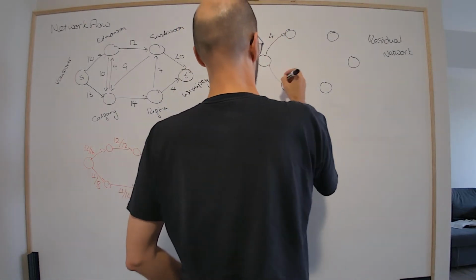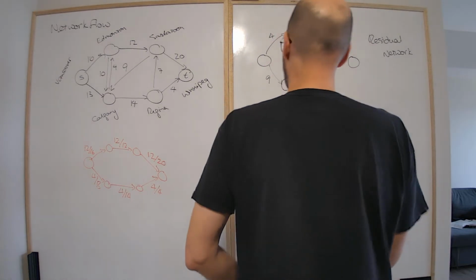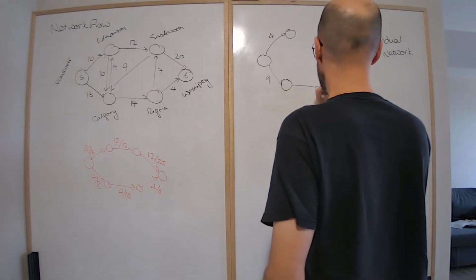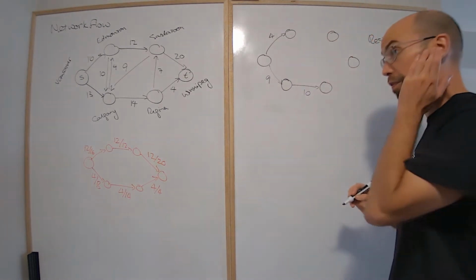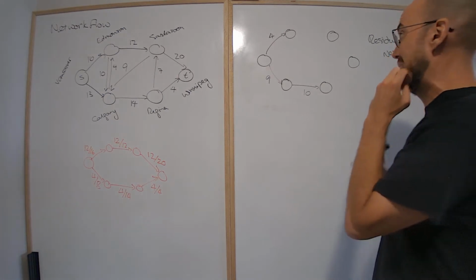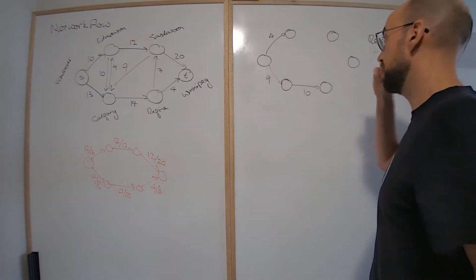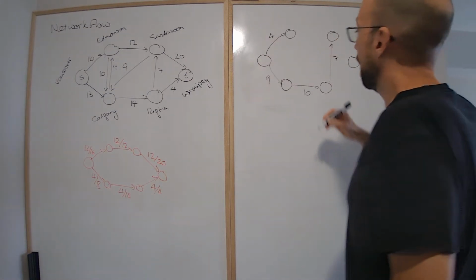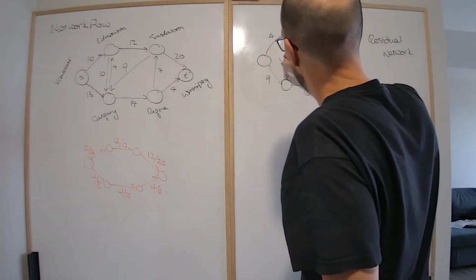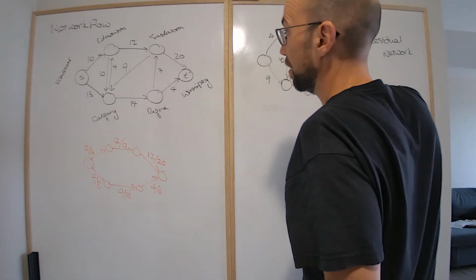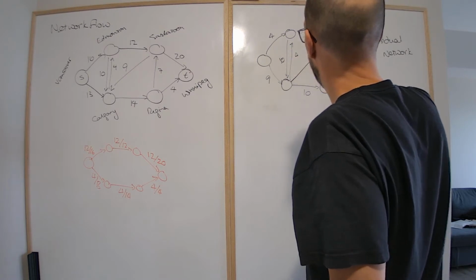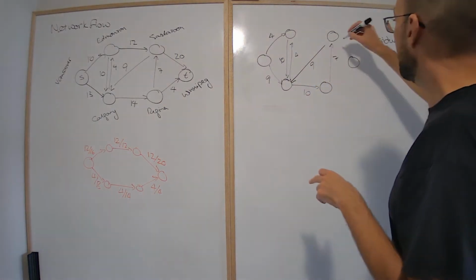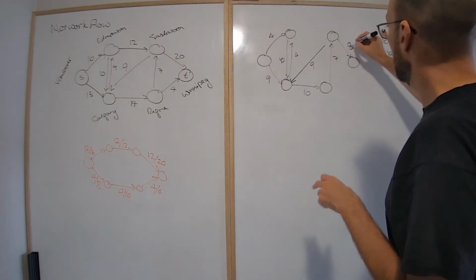There is capacity 9 going from Vancouver to Calgary. There is capacity 10 going from Calgary to Regina. There is no capacity going from Regina to Winnipeg. There is capacity 7. There is capacity 10 and 4 and 9 and 8. Okay, are we done?